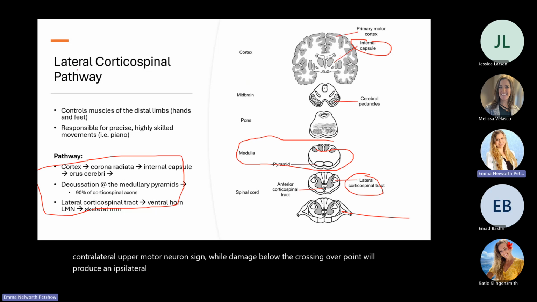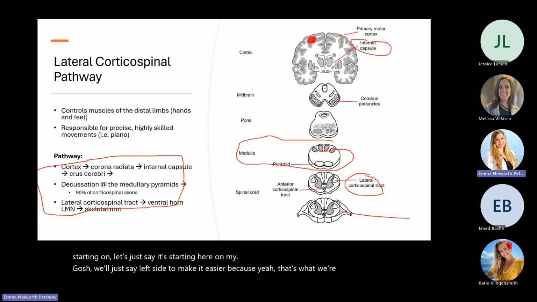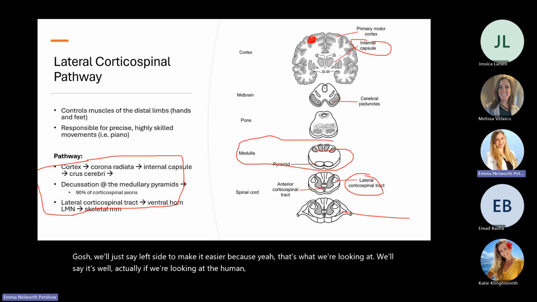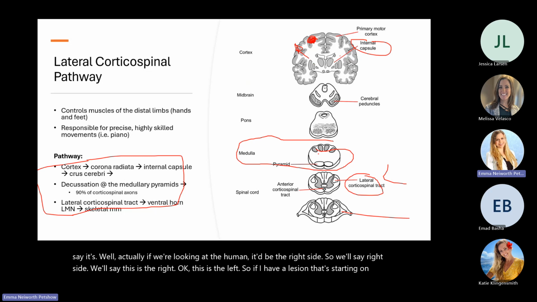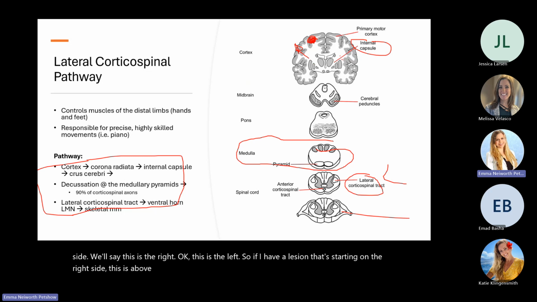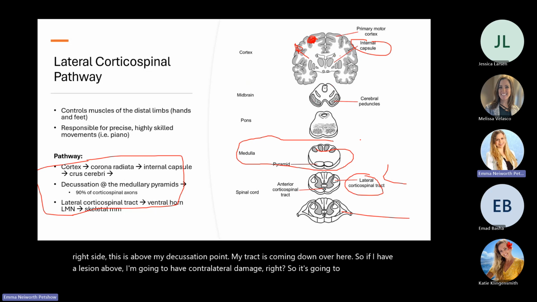So if we think about that, let's just say it's starting here on my left side to make it easier. Actually, if we're looking at the human, it'd be the right side. So we'll say this is the right, okay? This is the left. If I have a lesion that's starting on the right side, this is above my decussation point. My tract is coming down over here. So if I have a lesion above, I'm going to have contralateral damage, right? So it's going to be opposite of where the lesion is.